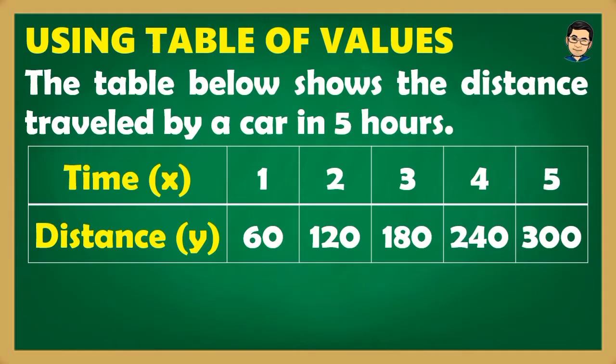You can see that 60 is constant: 60 plus 60 plus 60 plus 60 plus 60, until the 5th hour, which became 300. Or just simply multiply 60 by 5.